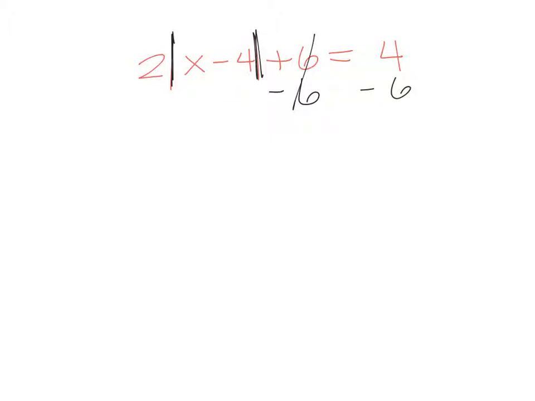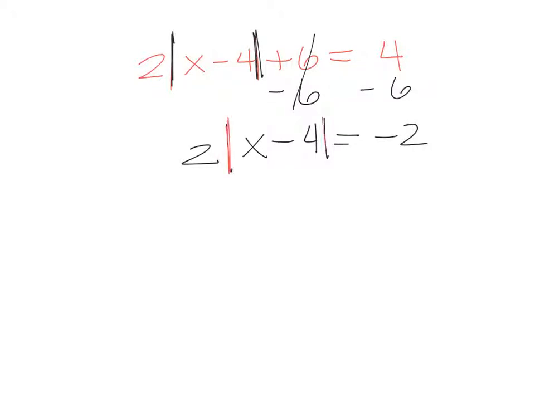Last one. Let's try this one. 2 times the absolute value of x minus 4 plus 6 equals 4. Okay, so first thing you have to do is make sure your absolute value is alone. Your absolute value is not alone because you have a 2 multiplying it and you have a 6 being added to it. So first thing you have to do is get rid of the plus 6. The opposite of plus 6 is a minus 6. So that'll give you 2 times the absolute value of x minus 4 equal to negative 2.